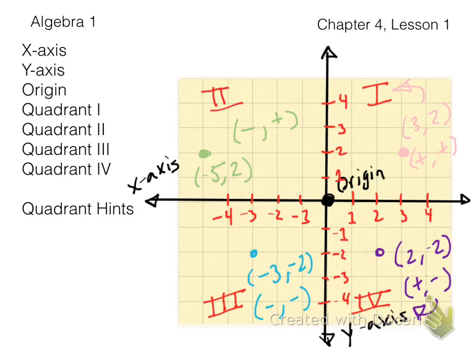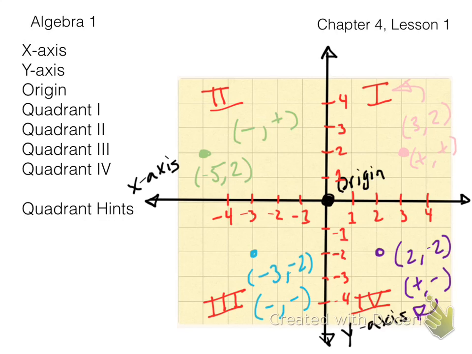Okay? So each quadrant has a specific ordered pair set that kind of goes with it. So if I've got a positive, positive, I know I'm in quadrant 1. If I've got a negative, positive, I'm in quadrant 2. If I've got a negative, negative, I have to be in quadrant 3. And if I have a positive, negative, I am in quadrant 4.